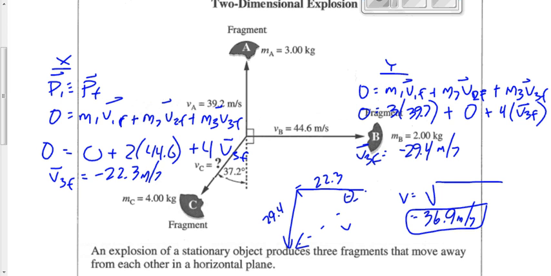If all these masses were the same, what could we do to simplify this? If they were all 4 kilograms, we could cancel the mass. Would you have to cancel the mass? Of course not. But you could if you wanted to save yourself a little bit of time and effort.